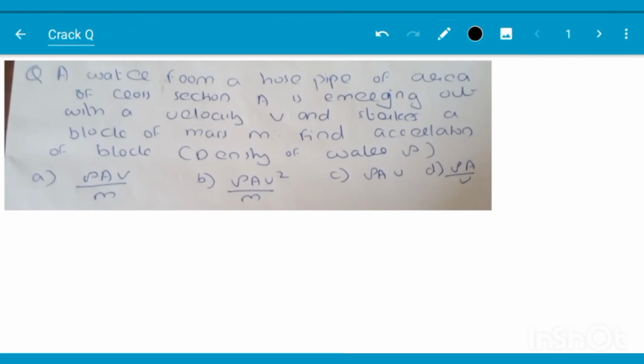Welcome to Crack. In this question, water from a hosepipe of area of cross section A is emerging out with a velocity v and strikes a block of mass m. Find the acceleration of the block. The density of water is rho.